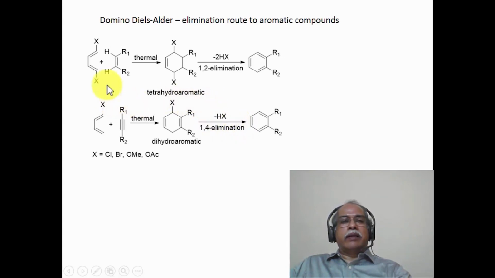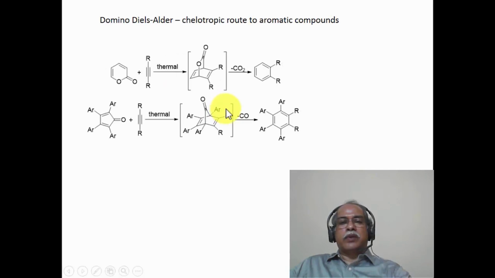Now, alternatively, you can have substituents which are leaving groups like chloro, bromo, methoxy and acetoxy on the diene, such that the Diels Alder reaction with the olefin produces a tetrahydroaromatic derivative. This can undergo 1,4 elimination of HX molecules twice to give the corresponding aromatic derivative, or this dihydroaromatic derivative can undergo the elimination of an HX molecule to produce this aromatic derivative. So, instead of doing a dehydrogenation, you are doing a dehydrohalogenation reaction in these cases to produce the corresponding aromatic derivative. This is something we have already seen, alpha pyrone undergoing Diels Alder reaction followed by elimination of carbon dioxide to produce this.